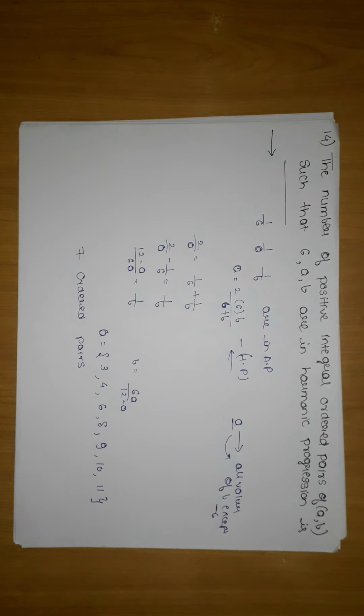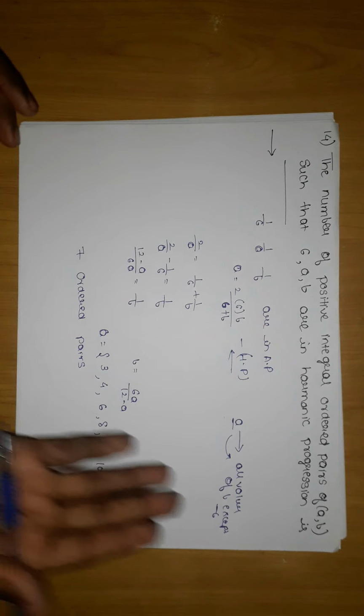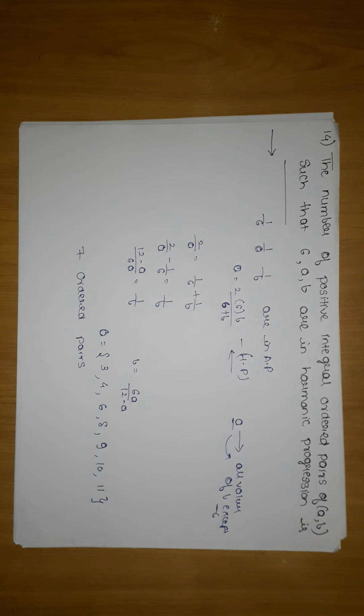Okay, so now let's move on. Here minus 6 is not included. Children may have the doubt: what if minus 6 appears? You will reject it because it is not accepted from the first condition.